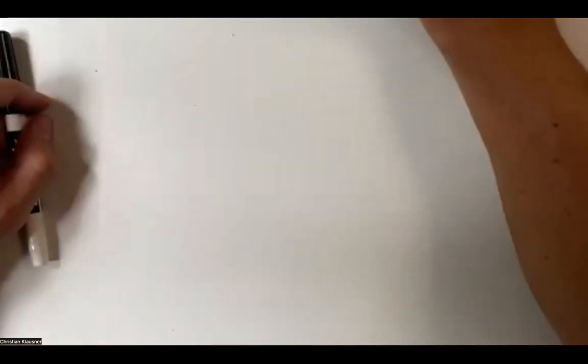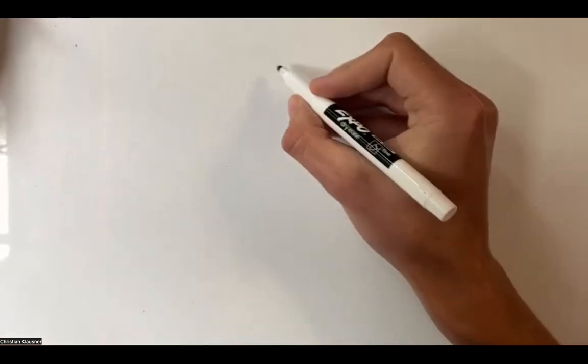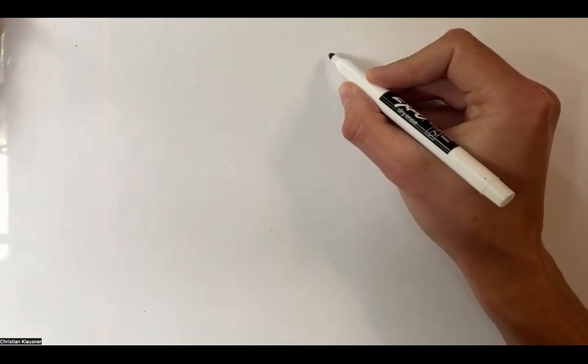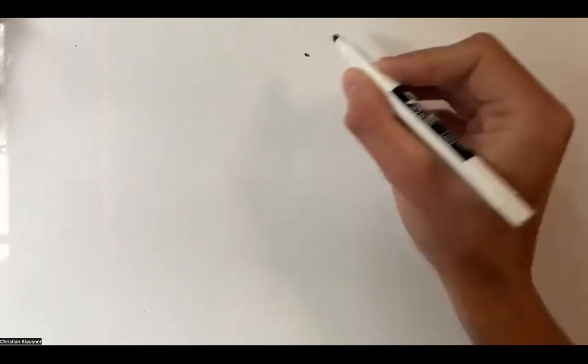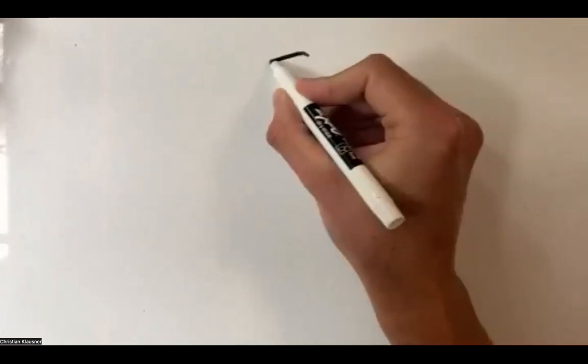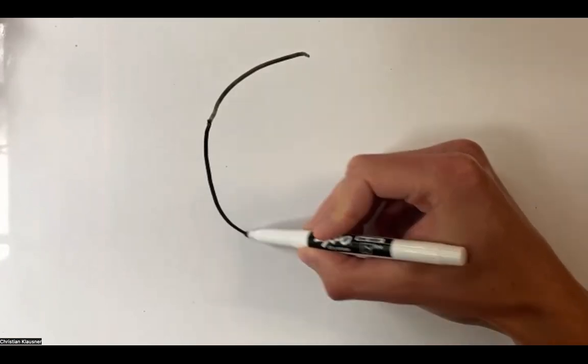All right, so now we're going to repeat our circle. We're going to do another circle. So again, we're going to do a circle and we can break that up into quadrants. There's roughly one quadrant. Here's another.